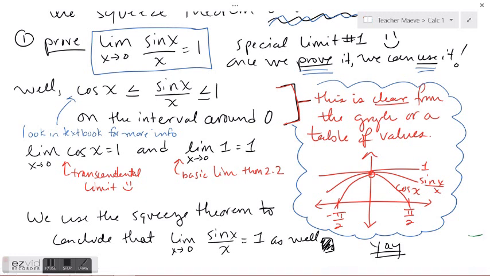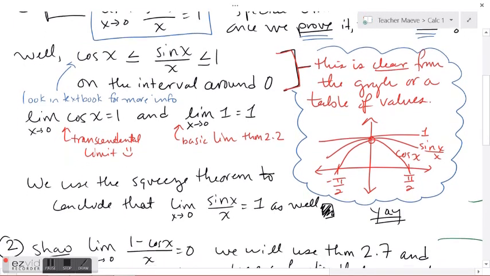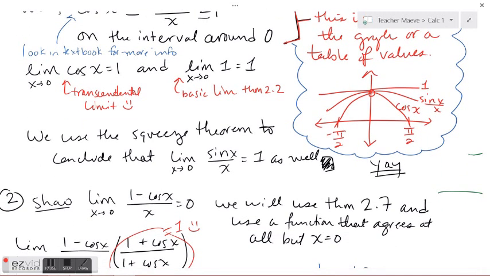But once we establish this inequality, we can set up the squeeze theorem. So we look at the limit of our two functions that we're squeezing sine of x over x in between. The limit of cosine of x as x approaches 0 is 1. That's our transcendental limit, so we just plug in 0. Cosine of 0 is just 1. And the limit of 1 as x approaches 0 is 1. It's a basic limit. It's actually theorem 2.1.